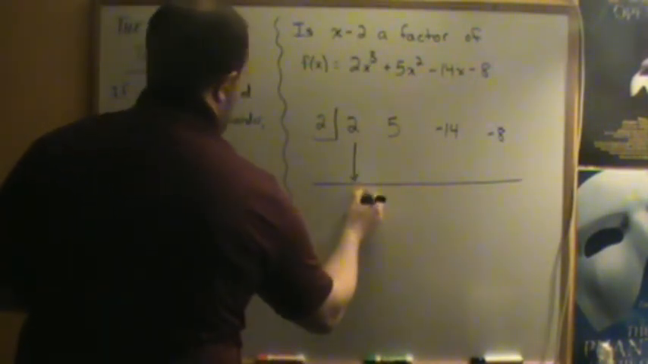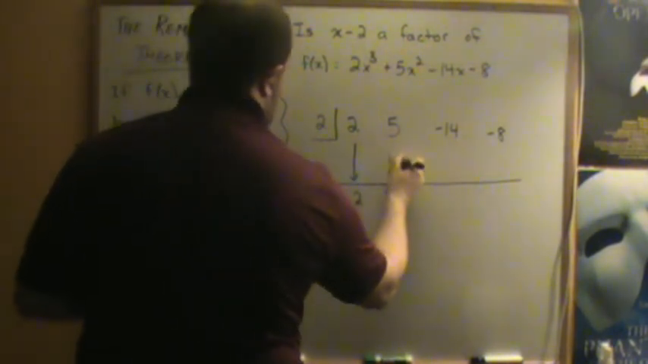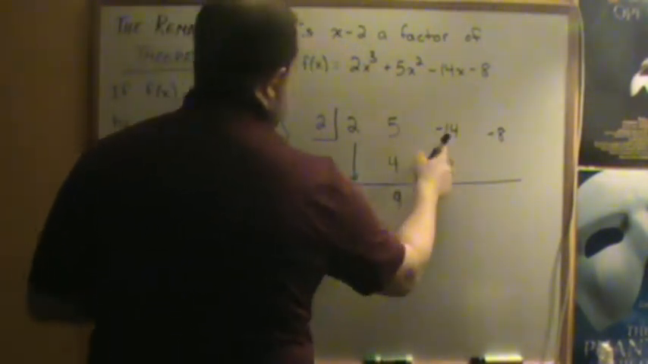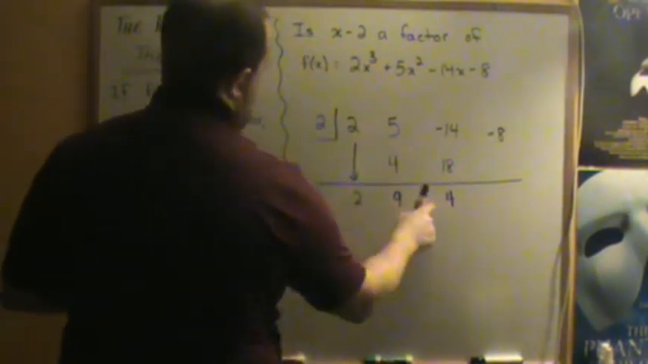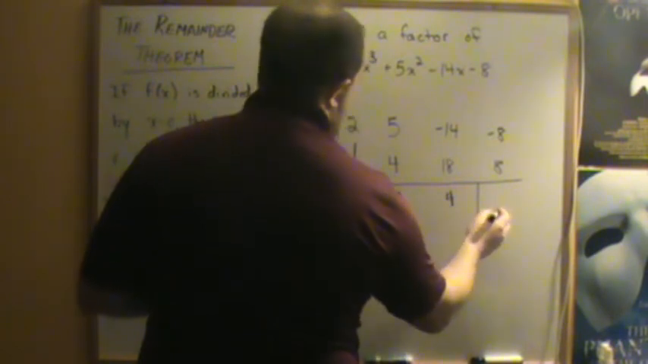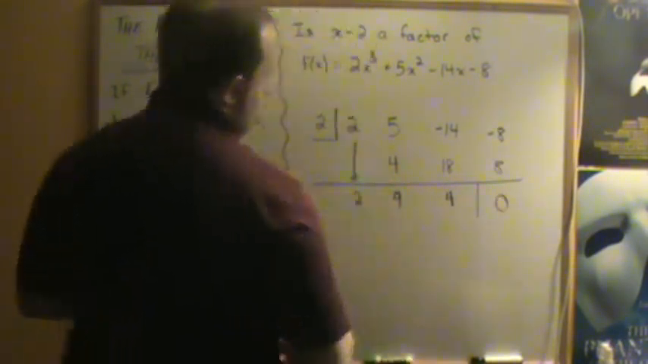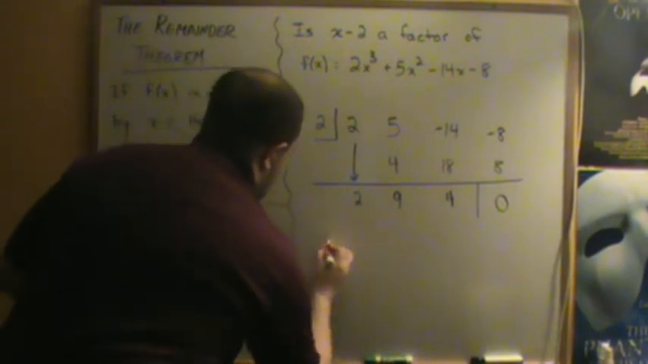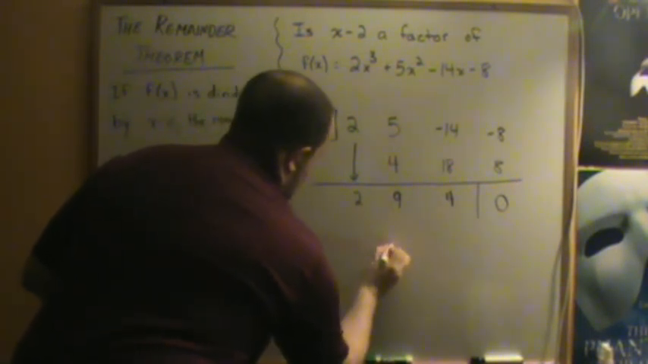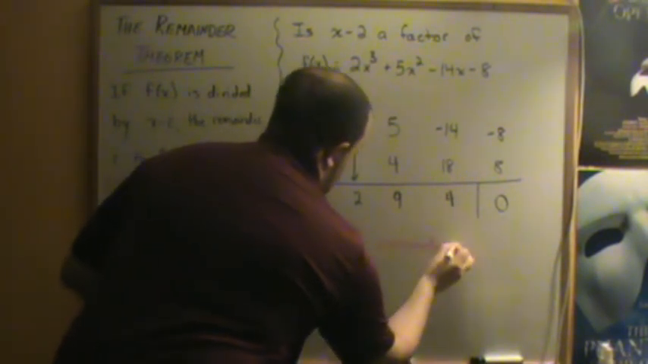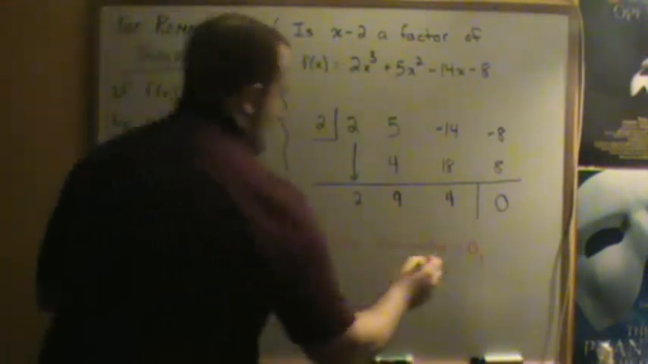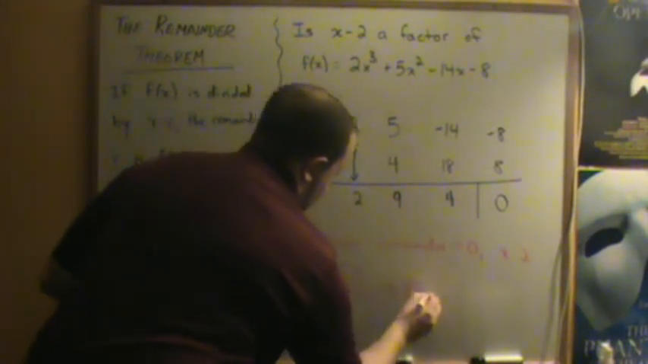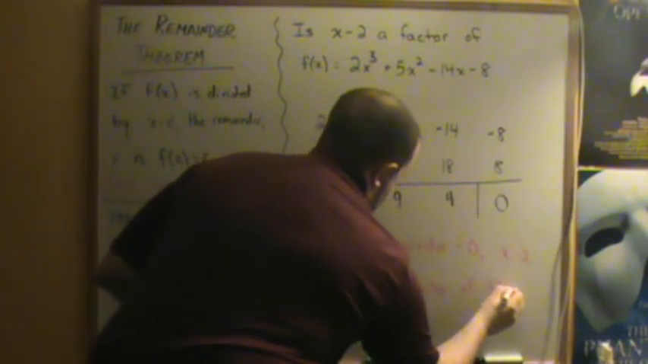Drop the 2 down. 2 times 2 is 4. 5 plus 4 is 9. 2 times 9 is 18. Negative 14 plus 18 is 4. 2 times 4 is 8. Our remainder here, negative 8 plus 8, is 0. Since we have a remainder of 0, then x minus 2 is a factor of the function f of x.